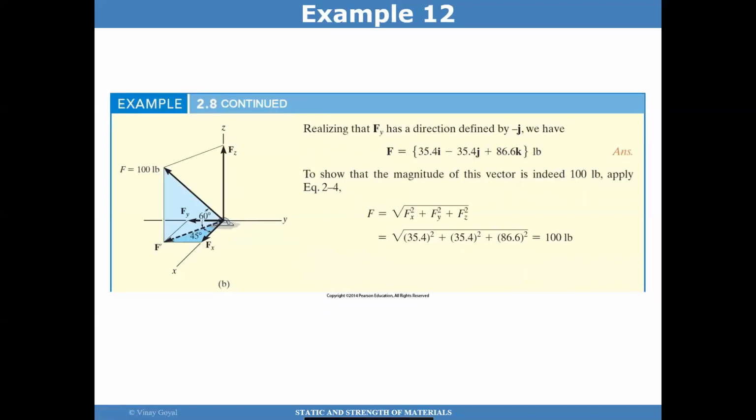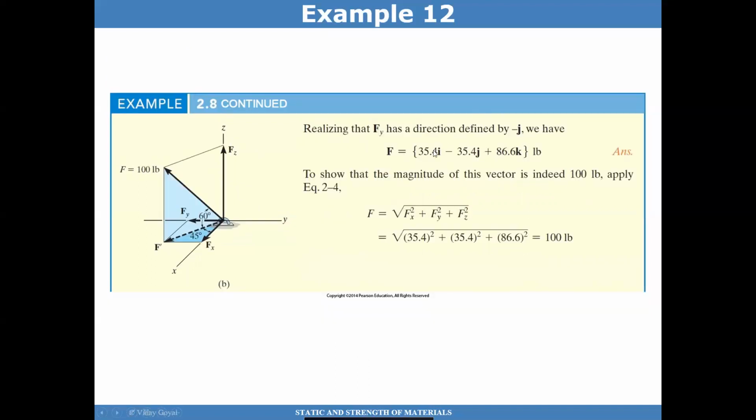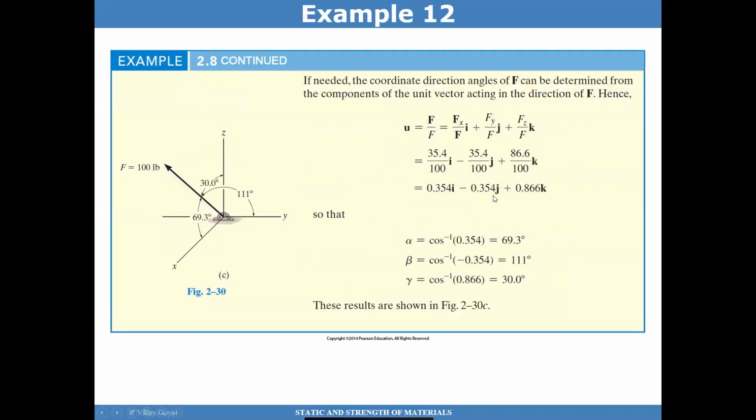I can now find the angles of f relative to the x, y, and z directly. If I want to find the angle between this vector f relative to x and so forth, all I have to find is a unit vector. So I know the components of f, which are this, divide that by 100, and that'll give me a unit vector u. Once I have that, this represents the direction cosines, and I can calculate the inverse of those cosines, these values here, and then I get the alpha, beta, and gamma, which represent how this vector is oriented relative to x, y, and z.